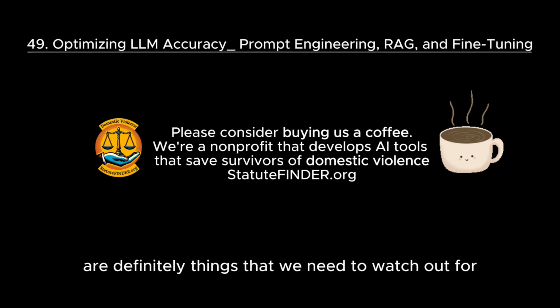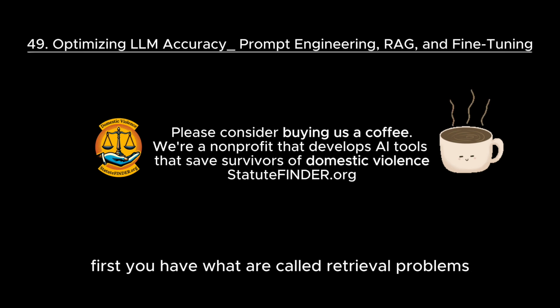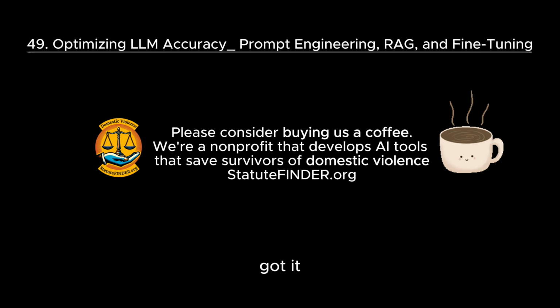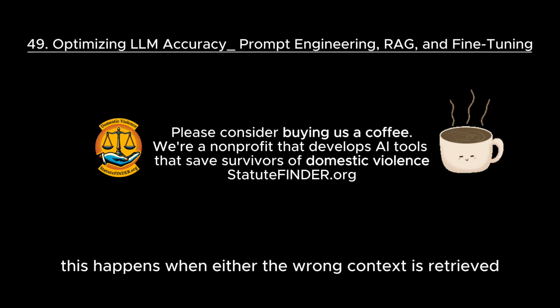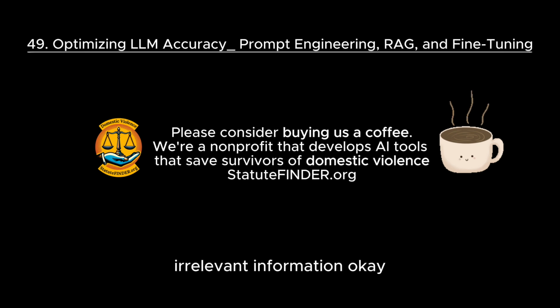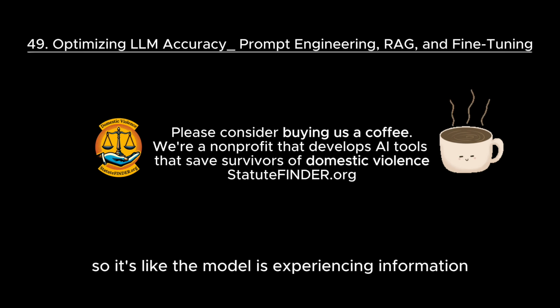There are definitely things that we need to watch out for. There are two main areas where RAG can break down. First, you have what are called retrieval problems. This is like studying the wrong chapter for your exam. This happens when either the wrong context is retrieved or the model gets overloaded with too much irrelevant information, leading to confusion and incorrect outputs.